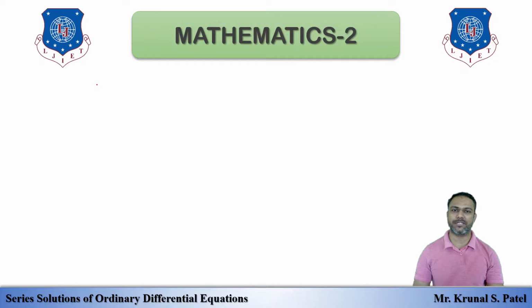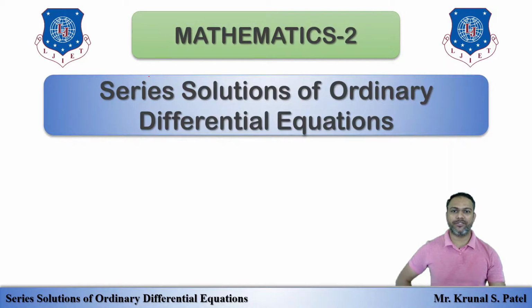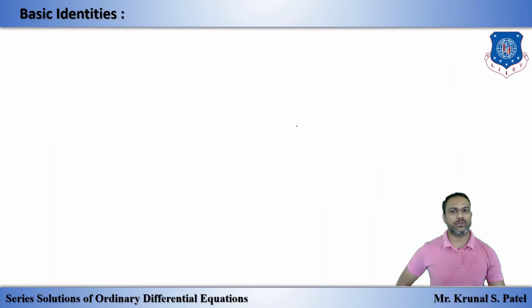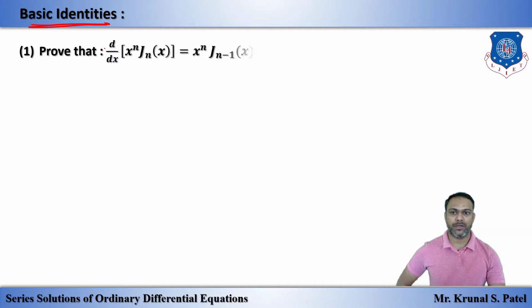Let's start with our subject, Mathematics 2. Today we have the same chapter, series solution of ODE, and the last topic of this chapter is the recurrence relation for Jn of x. That means the recurrence relation for Bessel's function of the first kind of order n. Let's start with the basic identities, and by using these basic identities we will give the proof of the recurrence relations.